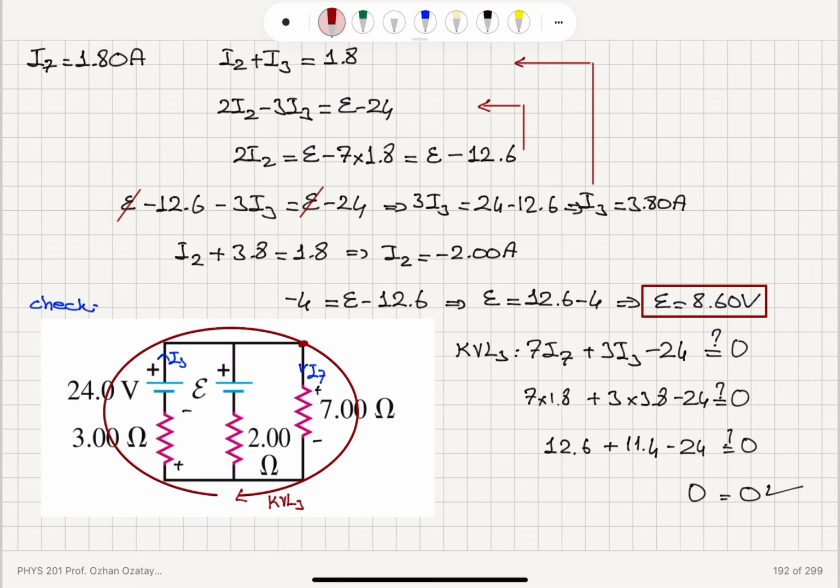So I note that I have these results here, intermediate results, and I can use these to calculate epsilon from the KVL2 equation. Basically, that gives me epsilon equals 8.60 volts. If I follow this grand loop, 7I7, 3I3 minus 24 equals 0, that also gives me 0. So that basically is going to check if the I3 value I calculated is correct here. So that seems to hold. So that's one way to get more comfortable with this result.